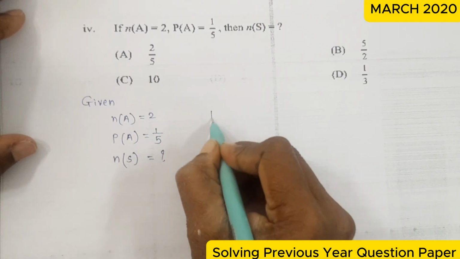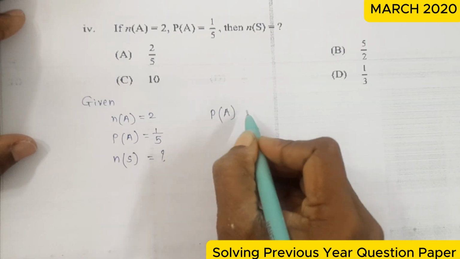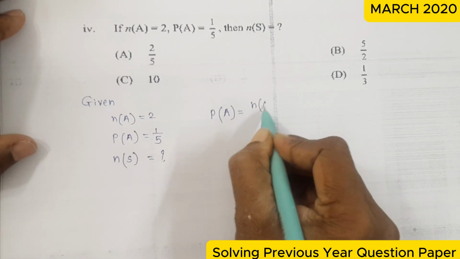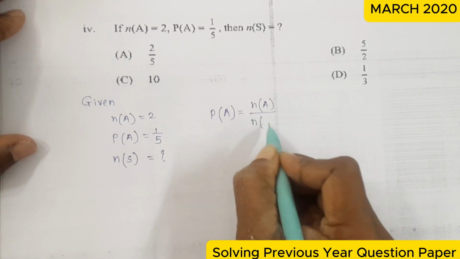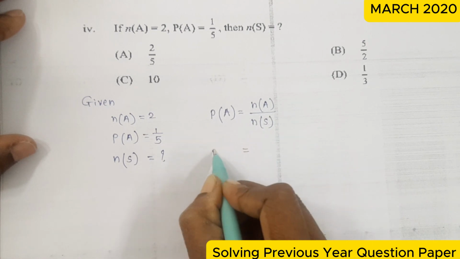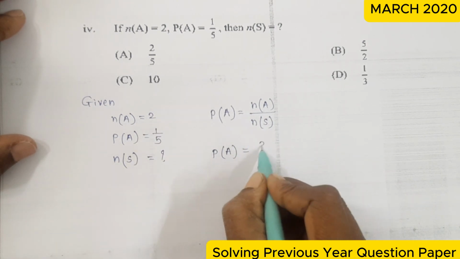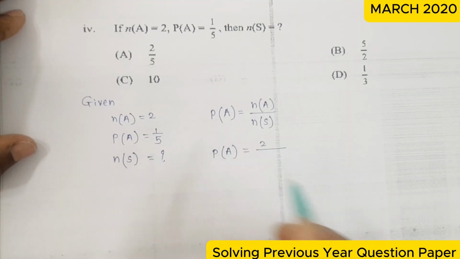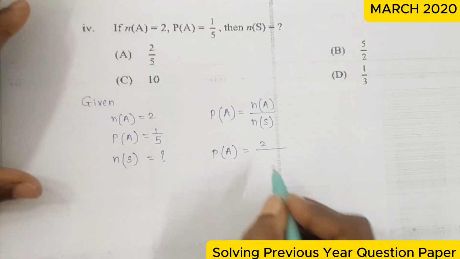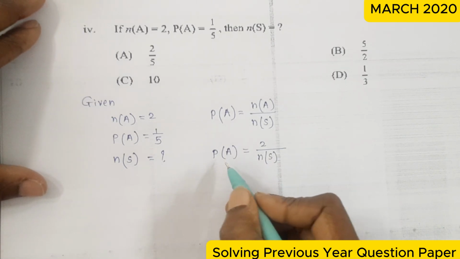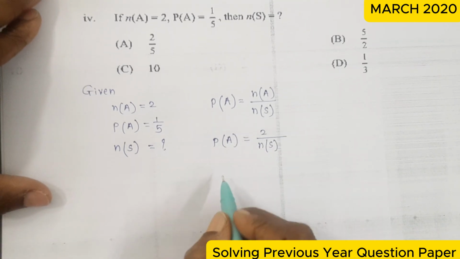So that means students, we use the formula for the probability of the event A. So that will be P of A is equal to n of A upon n of S students. So now substitution, P of A is equal to n of A, that is 2, n of S, that we don't know, students, we have to calculate. Here I forgot to substitute the value, but don't worry, I will substitute here.